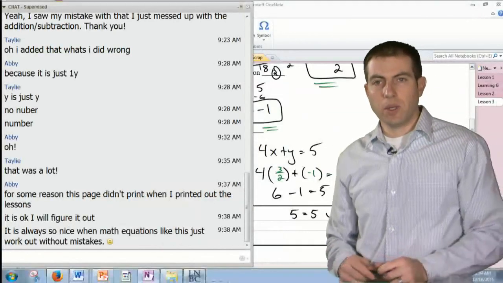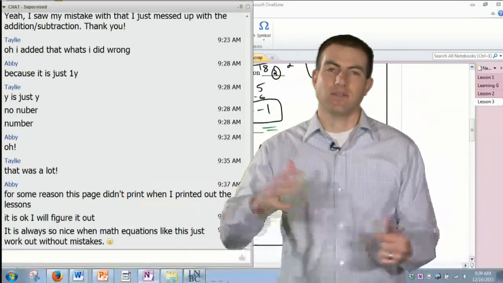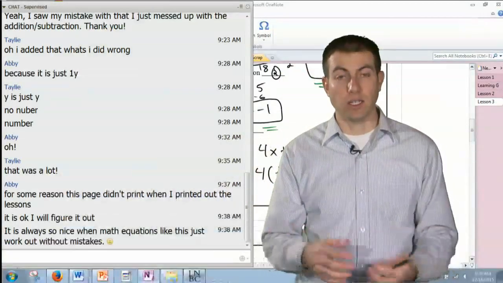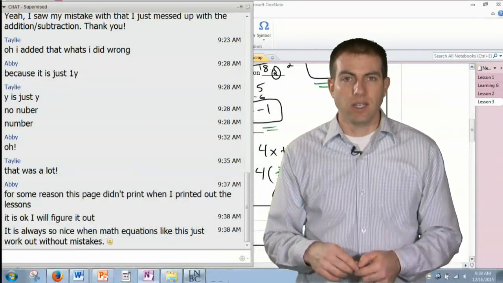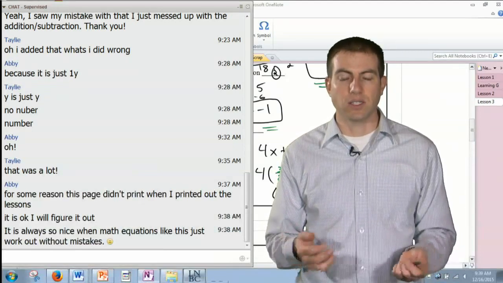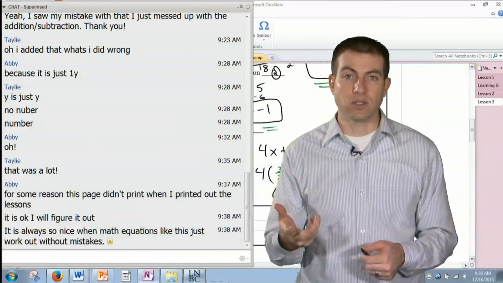And these questions are especially like that, Abby, when everything just kind of works out so nicely. It just feels like you're doing everything correctly. And every once in a while, you'll end up with some bizarre fraction as an answer. And you'll go through a whole question, you'll be like, this just seems wrong, this fraction. But it might be right. So you just need to have confidence in what you're doing.